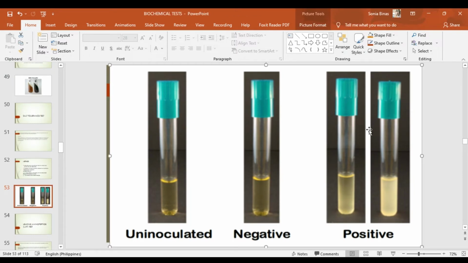So, makikita natin sa right side ang ating positive, or the appearance of the turbidity dito sa ating broth. Ano dito po sa negative, same lang siya kapag hindi pa na-inoculate yung ating colony. So, meron siyang clear suspension.